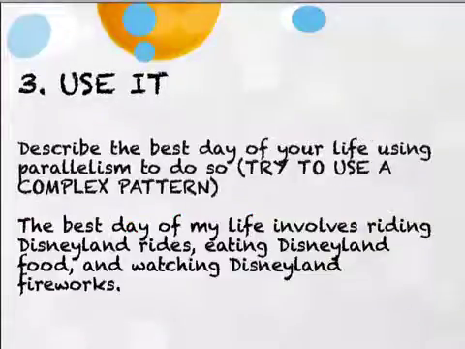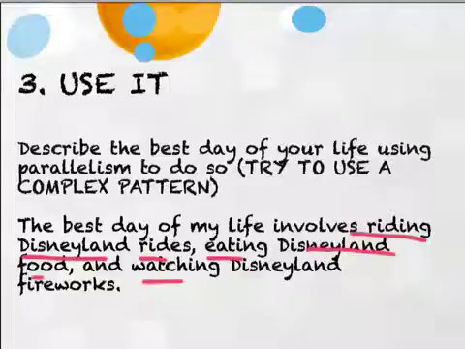So here's just one example of how to use parallelism in your writing. I tried to do a little bit more complicated of a pattern here. It's not super complex, but still a little bit more complicated. The best day of my life involves riding Disneyland rides, eating Disneyland food, and watching Disneyland fireworks. By the way, that really is the best day of my life as far as I can see it, right? So the pattern here is pretty obvious.